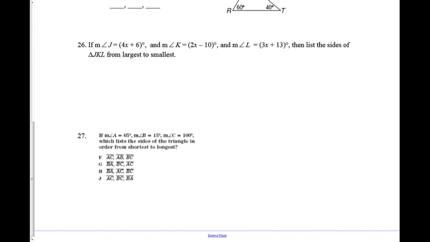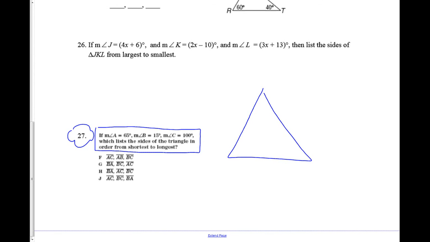We are now on question 27. Now, 27 has all these words, but there is no diagram. So the first thing that I need to do is draw myself a diagram. This is going to be a triangle, and I have angle A is 65 degrees. I have angle B is 15 degrees. And I have angle C is 100 degrees. So from here, I need to answer the question. I want the sides to be in order from shortest to longest. So I'm starting with the shortest, and I'm going to the longest.